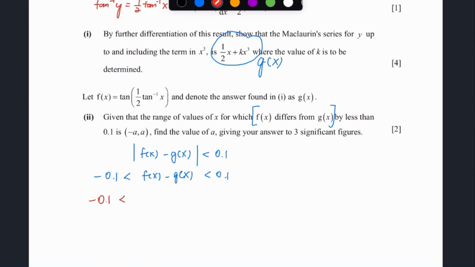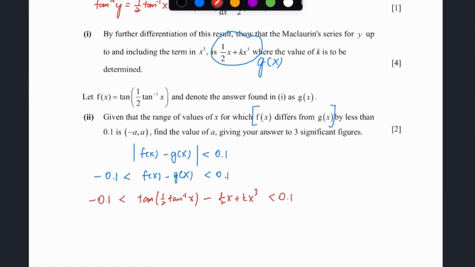Okay, you don't have to write this. So we are looking at something like this: tangent of half tangent inverse x, minus of your half x plus kx cubed, something like that, less than 0.1. Problem: are we able to solve this algebraically? No, a bit weird, right? Because we cannot solve algebraically, what are the other methods for us to solve inequalities?